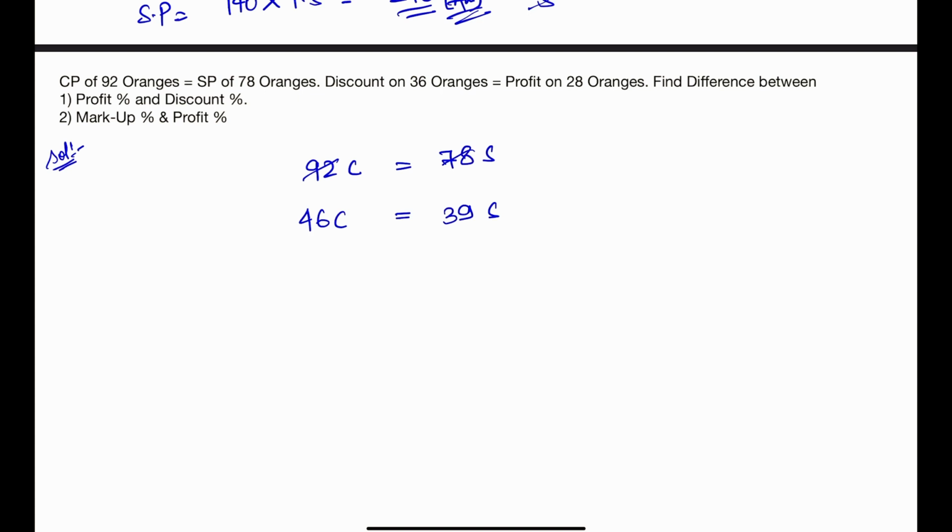And at the same time, there is one more value which I am getting, that is discount on 36 oranges. So let's suppose discount of one orange is D. So 36D equal to 28 profit. Again, by 4 it will be divisible. 9 discount equal to 7 profit, sorry, it is a profit.